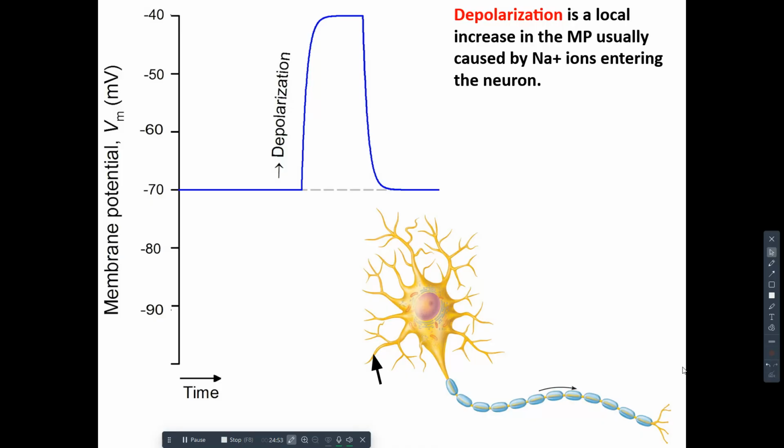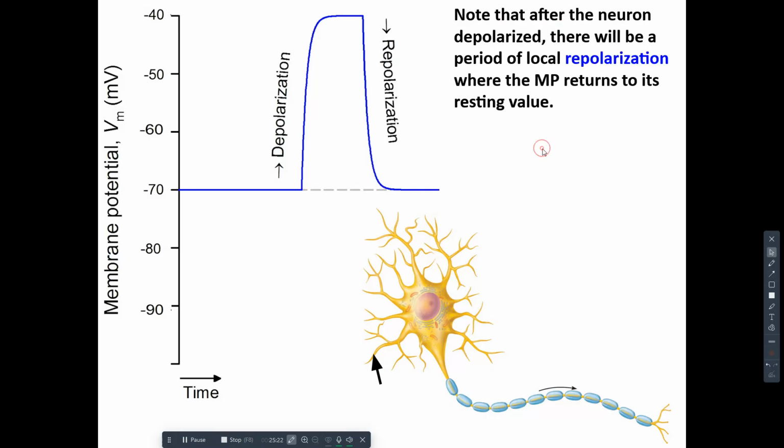Notice that if we're depolarizing, we're making the inside more positive. If we make the inside more positive, that means there's less of a difference between the inside and the outside. Another way of saying that we're lessening a difference is we're depolarizing. So D like meaning removing, polarization meaning the difference.